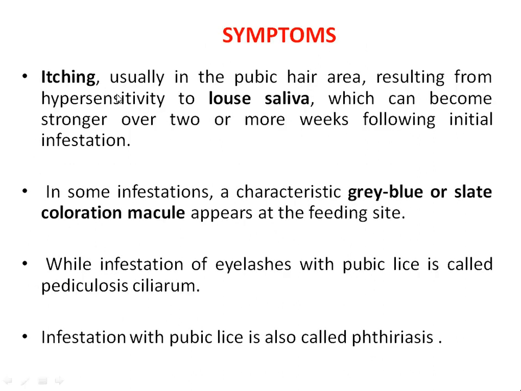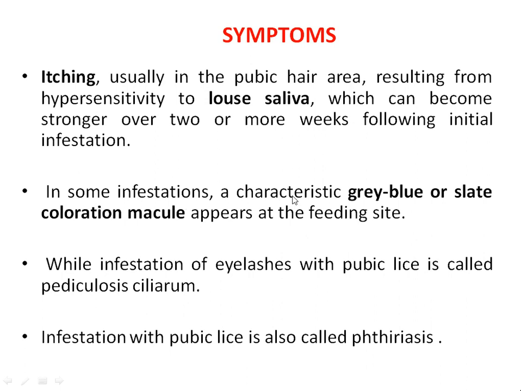Symptoms include severe itching at the spot of biting, usually in the pubic area, resulting from hypersensitivity to the louse saliva. While biting, these insects first inject saliva, and this saliva contains an anticoagulating substance. It prevents the clotting of blood, so that blood continuously enters the body of the parasite. The itching can become stronger over 2 or more weeks following initial infestation.